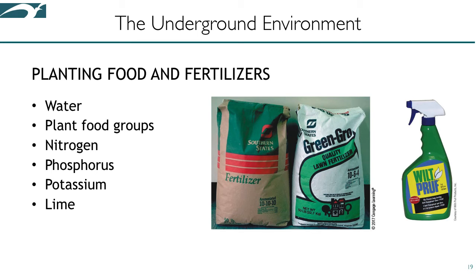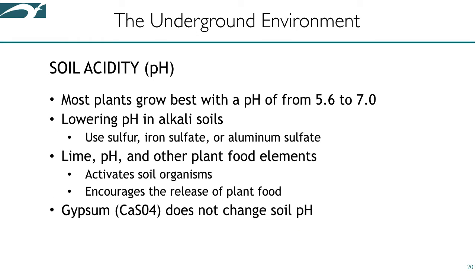Plant food and fertilizer: you want to make sure you have enough water and plant food groups such as nitrogen, phosphorus, potassium, and lime. There are many things out there on the market you can go and buy. You do not have to reinvent the wheel. Most plants grow best with a pH of 5.6 to 7. To lower the pH in an alkaline soil, you will want to use things like sulfur, iron sulfate, or aluminum sulfate.